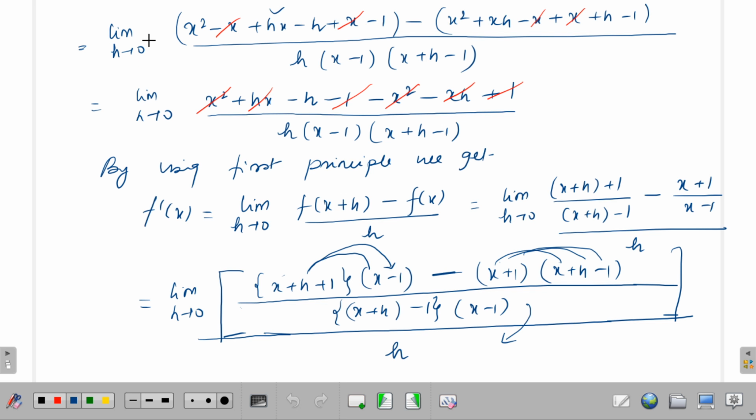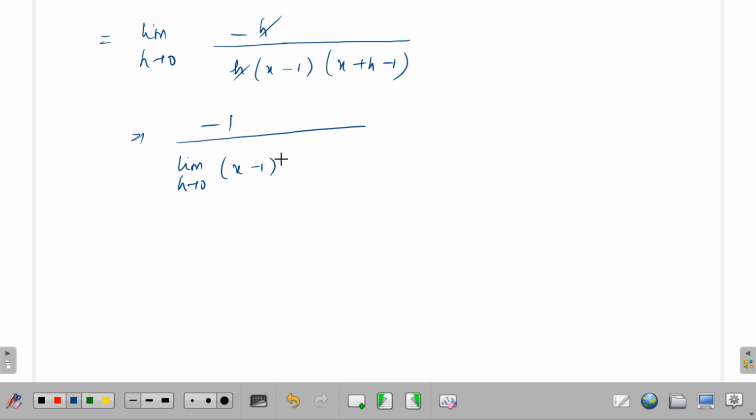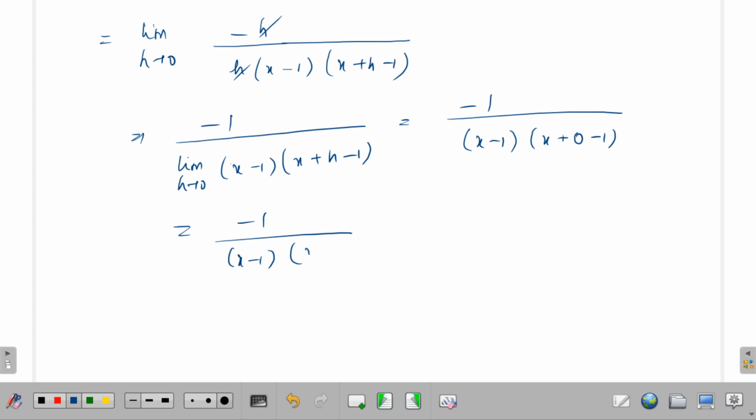How much I got? Minus h divided by h, and I got here x minus 1 and x plus h minus 1. So x plus h minus 1. I cancel this and that also. So I got here minus 1 divided by limit of h tends to 0, x minus 1 and x plus h minus 1. So just put the value for h, which will be minus 1 divided by x minus 1, x plus 0 minus 1. I got here minus 1 divided by x minus 1, and similarly x minus 1, which is minus 1 divided by x minus 1 the whole thing square.